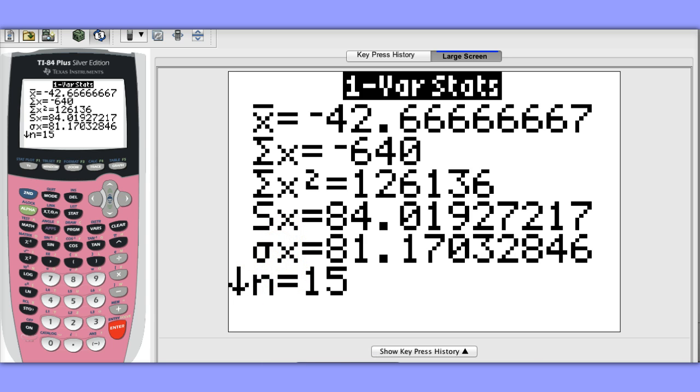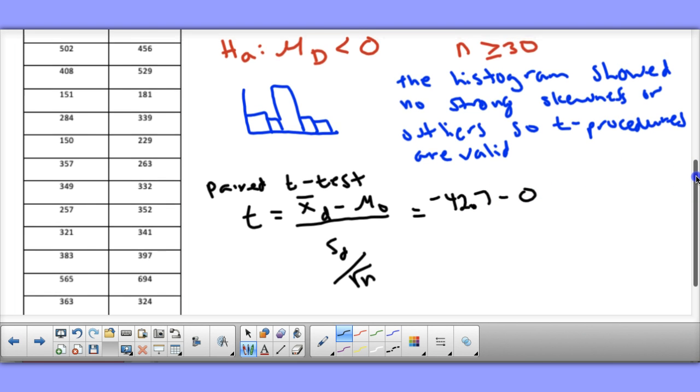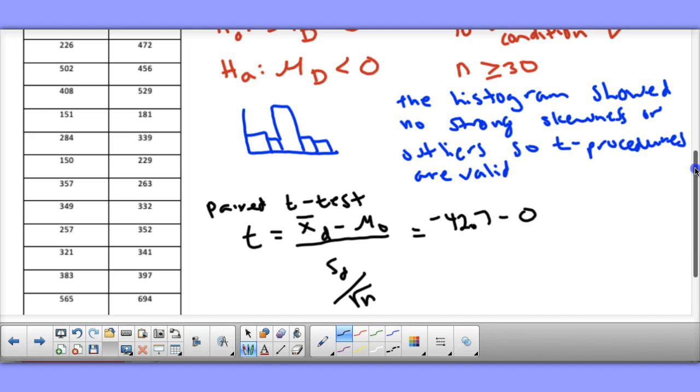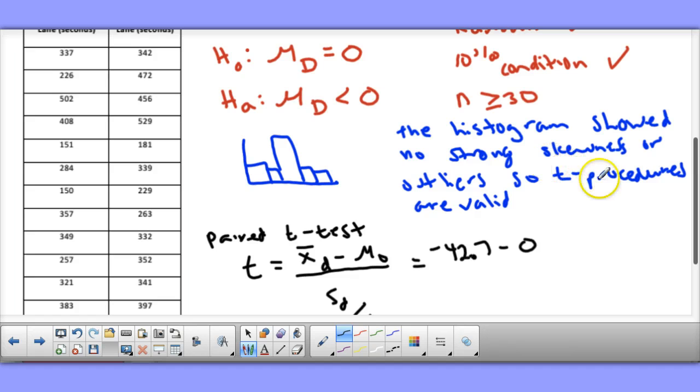So let's go back and write those values into our equation. This is negative 42.7. Our hypothesized difference is 0 here, and most of the time this will be 0. If you wanted to say, hey, I'm only going to go in the express lane if it's 60 seconds or more faster, then you'd have a 60 or negative 60, depending on the order of your subtraction there, instead of 0.